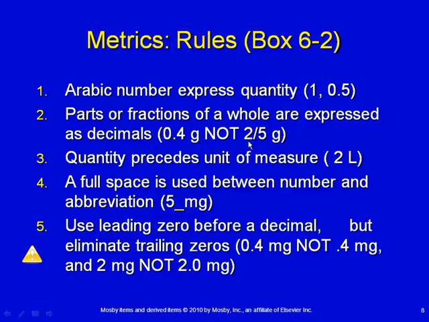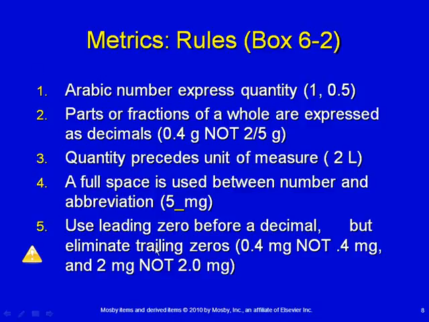We don't record this in the fraction form in the metric system. We would record this. Quantity precedes your unit of measure in the metric. When we're dealing with the metric, we put the quantity and then the unit of measure. In the household, we put the unit of measure and then the quantity, such as a cup, 2. The full space is used, you want a full space between the number and the abbreviation so that it can be read clearly without error. This is critical.